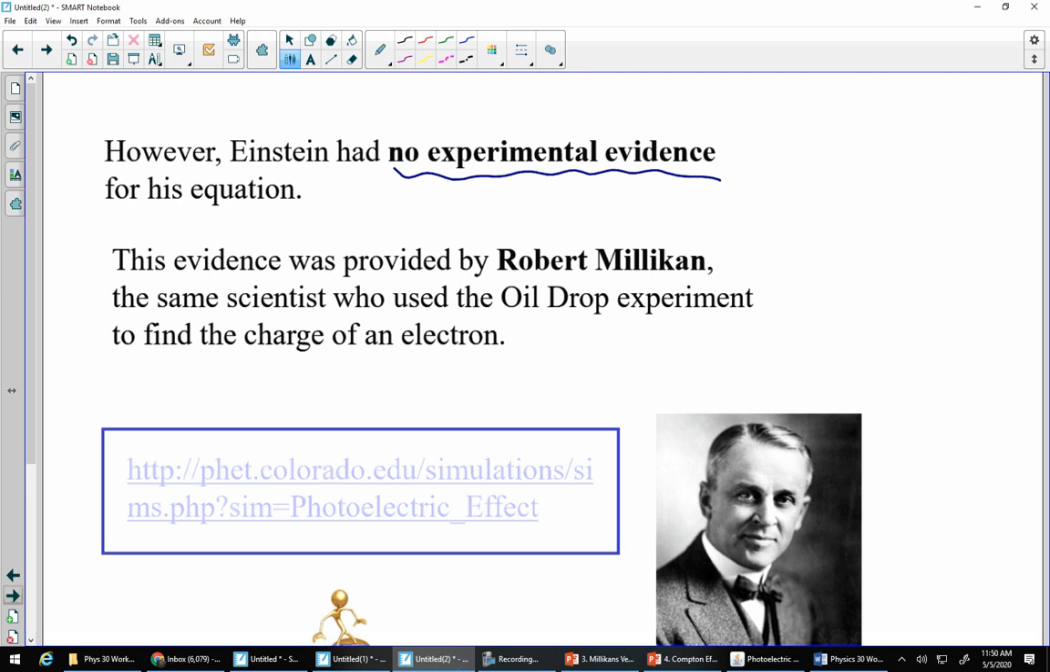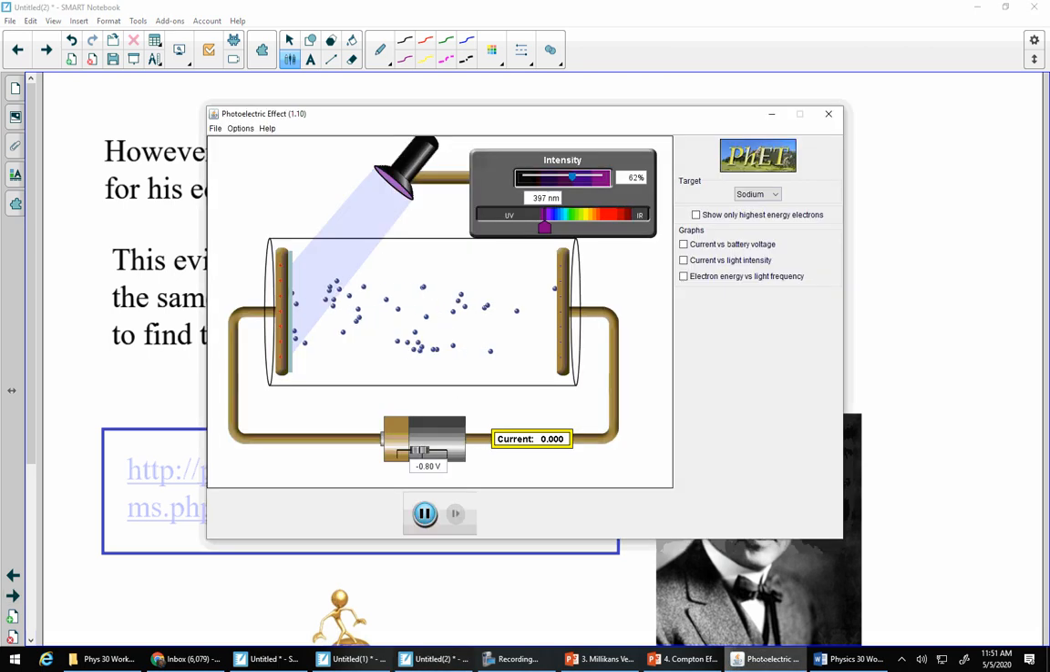So what we need, and this is a person we've talked about before, is Robert Millikan. Robert Millikan actually verifies Einstein's photoelectric effect. He comes up with the experimental evidence to show, yes, Einstein, you were correct in this, which is pretty spectacular. So let's check out this little animation here. You can play around with it on your own if you want to, but let's check it out.